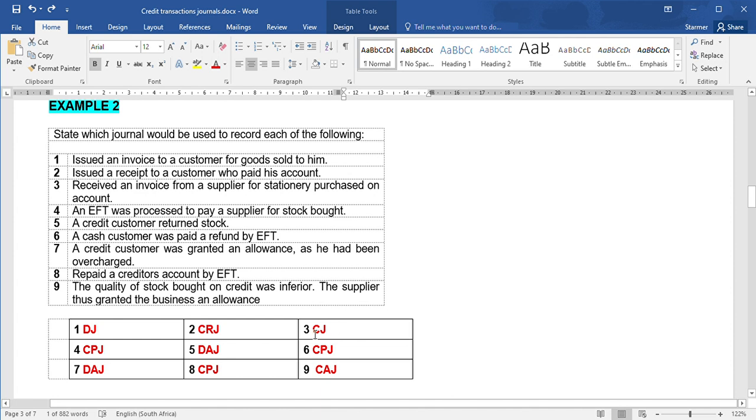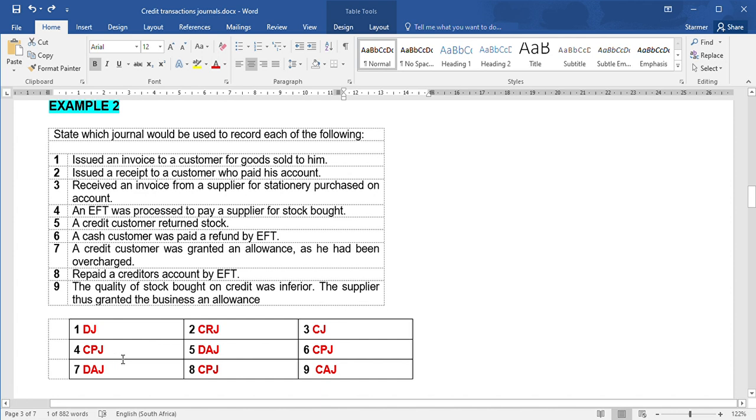An EFT was processed to pay a supplier for stock bought. If it's EFT, it means you're spending money straight away. If you spend money, that goes in the cash payments journal. Then a cash customer was paid a refund.